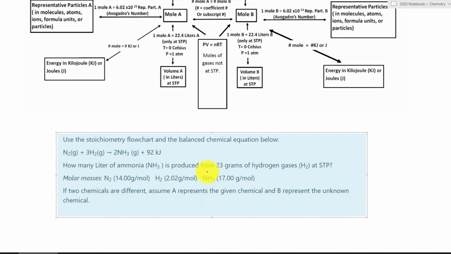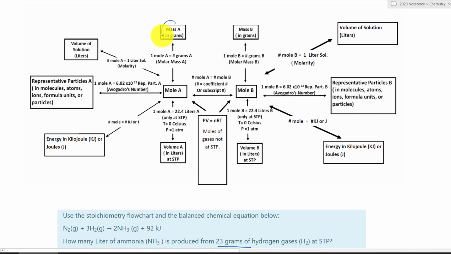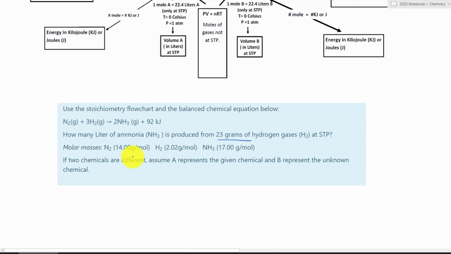Now let's solve a problem. How many liters of ammonia is produced from 23 grams of hydrogen gas, H2, at STP, and we are given our molar mass. So here again, we have two different chemicals. And what is our given? Our given is grams of hydrogen gas, okay? So if we go back up here, grams of hydrogen gas is right there. That is our given, right? And what are we solving for? We're solving for how many liters of ammonia.